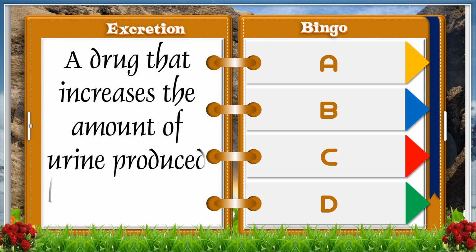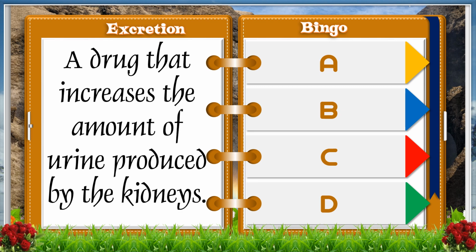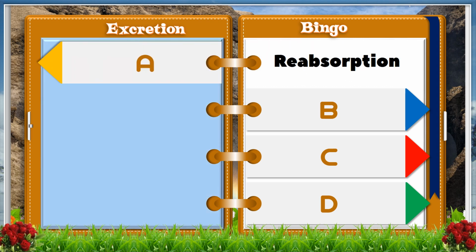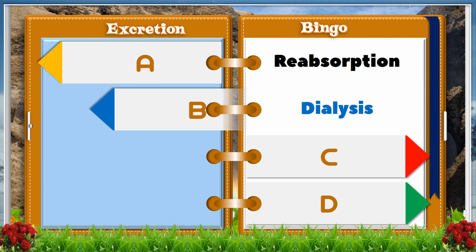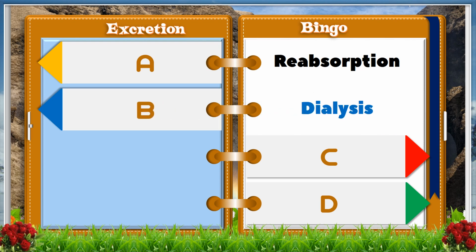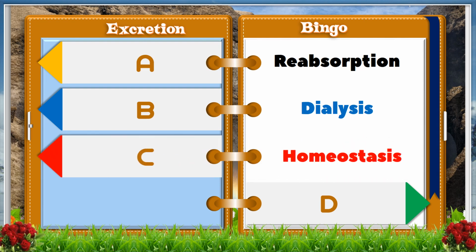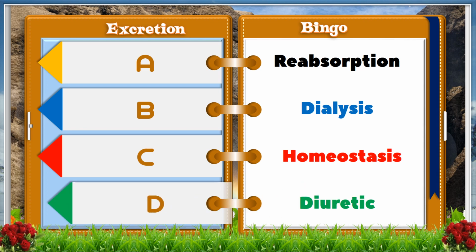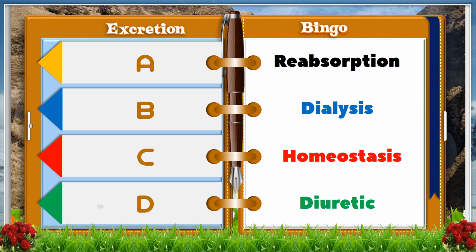A drug that increases the amount of urine produced by the kidneys. A. Reabsorption. B. Dialysis. C. Homeostasis. D. Diuretic. And the answer is D. Diuretic.